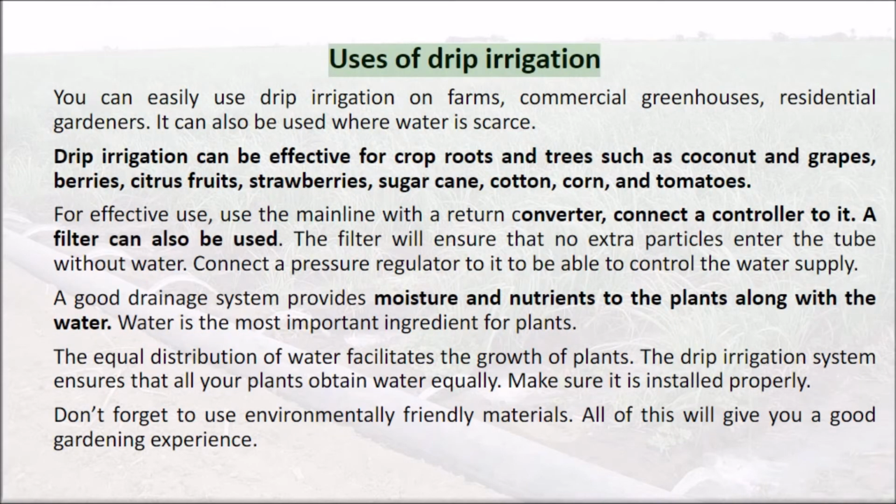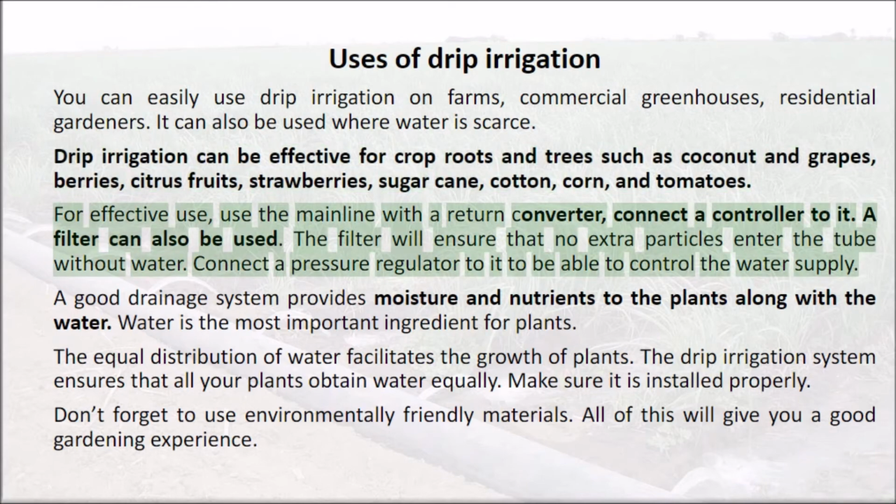Uses of drip irrigation. You can easily use drip irrigation on farms, commercial greenhouses, and residential gardens. It can also be used where water is scarce. Drip irrigation can be effective for crop roots and trees such as coconut, grapes, berries, citrus fruits, strawberries, sugarcane, cotton, corn, and tomatoes.